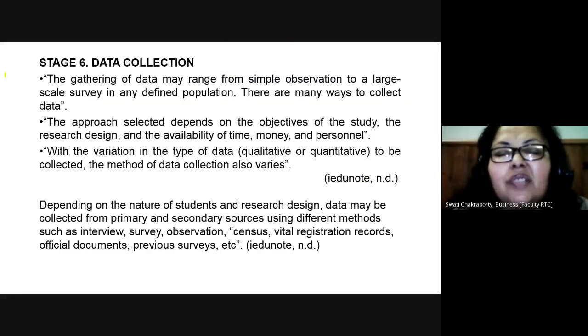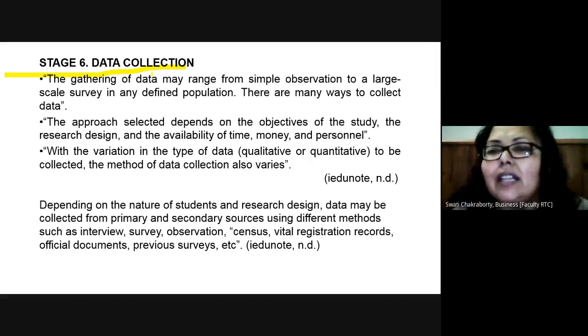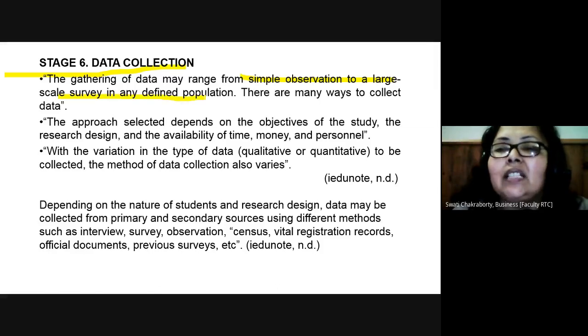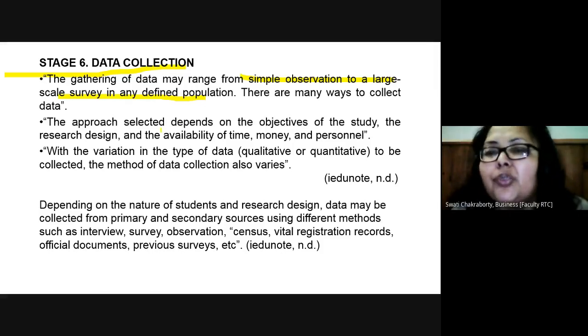Sixth stage that we have is data collection, right? Now, data collection can be from simple observation to large scale survey for any predefined population. Okay, so there are many ways. And which approach would you choose? It depends on the objectives of your study. It depends on the research design, the time available, money, and the human resources who are involved.